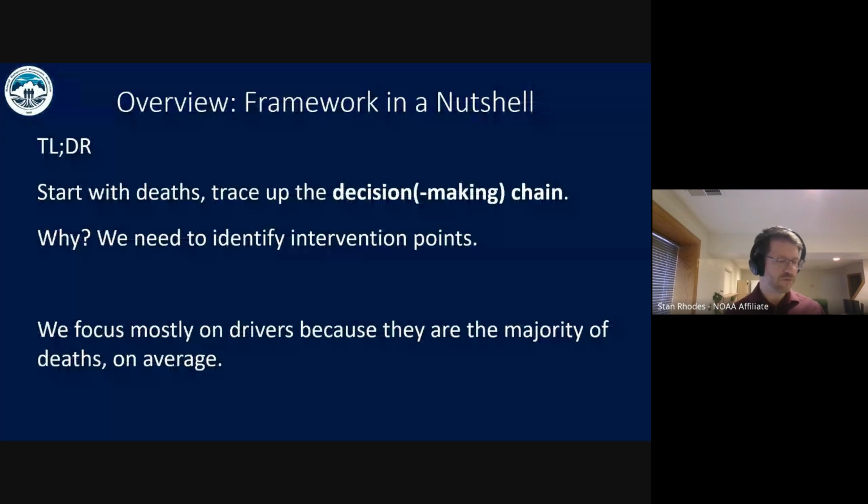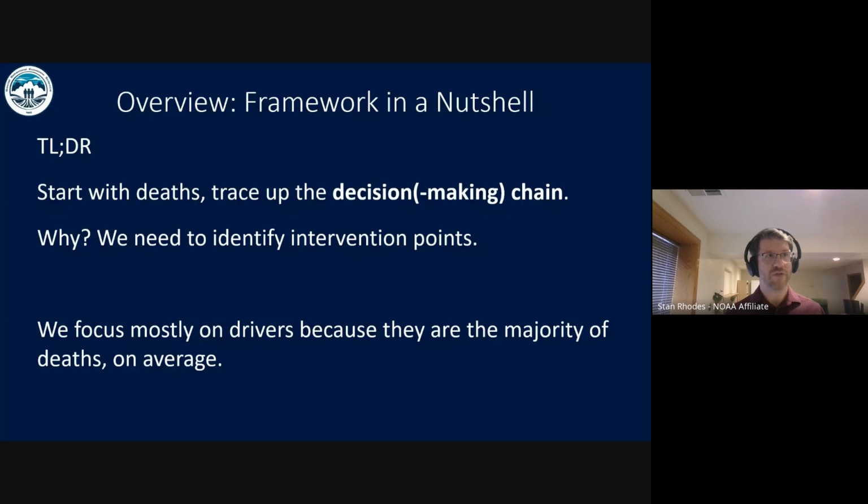So we have a framework for this. I'm not going to go into too much detail about this. I wanted to give you the short version. So how this is different from the normal risk communication paradigm is we actually start with the deaths and then we trace up the decision-making chain to identify these intervention points. Why do we do that? Because we want to identify those intervention points.